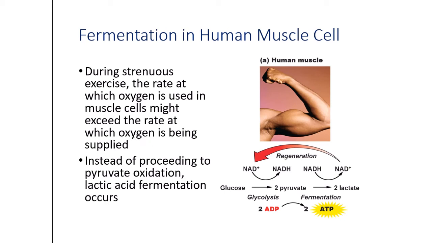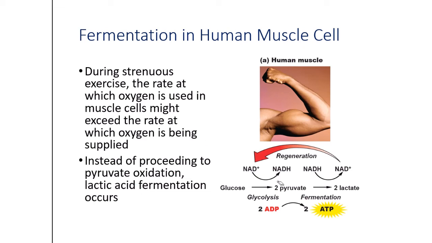In that case, the pyruvate will not be able to go through the Krebs cycle and the ETC, because without adequate supply of oxygen, we don't have enough final electron acceptor, right? So we cannot pull the electrons away from the ETC, and it's going to get clogged. Okay, so as an alternative pathway, the pyruvate will undergo lactic acid fermentation.